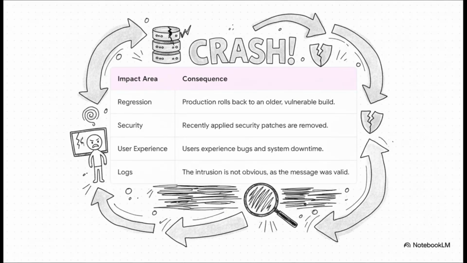And the fallout from all this? Oh, it's catastrophic. We are talking about live production systems getting rolled back to an old vulnerable version. All those recent security patches gone, instantly undone. Users start seeing bugs, the system goes down, and maybe the most chilling part of all, the attacker leaves no obvious trace. Since the replayed message was valid at one point, the system logs just show a totally routine deployment. The whole intrusion is hidden in plain sight.